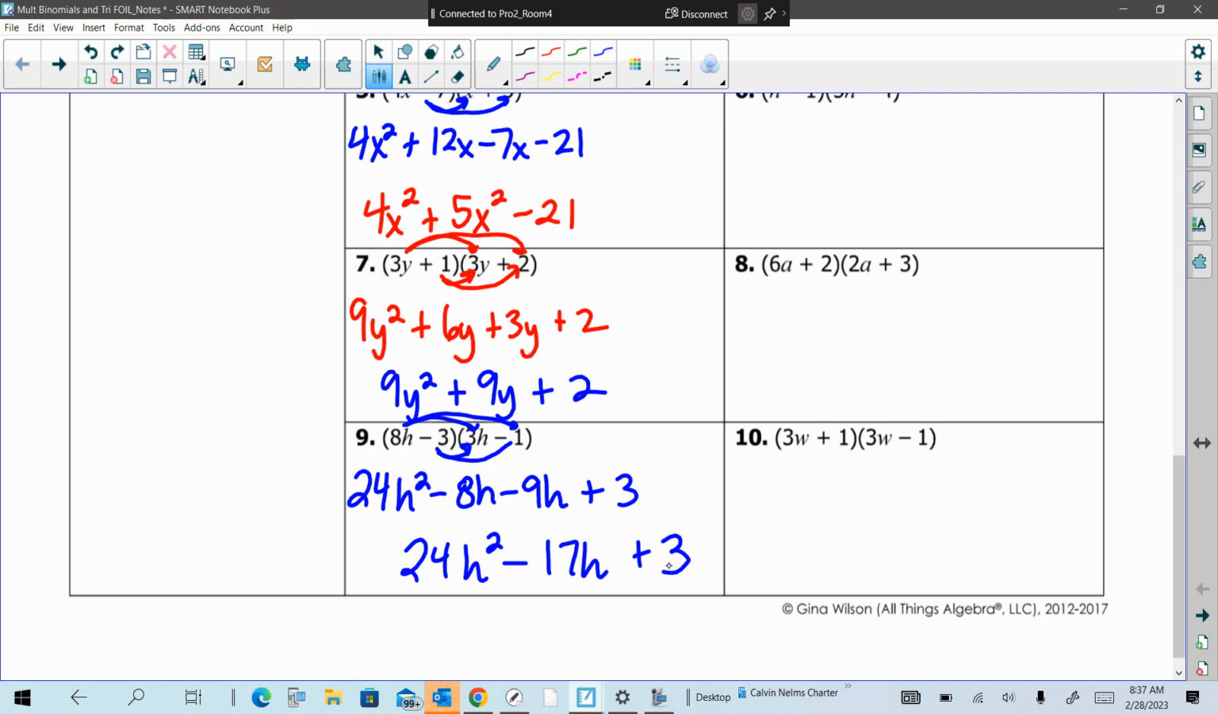Evens. This is our next page into your spiral. So when you're done, let's get this in. I'll come by and stamp and check the evens. I'll give you the second page.